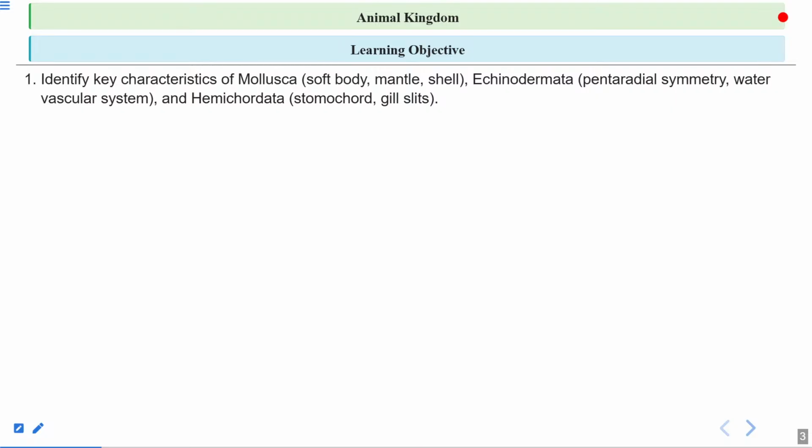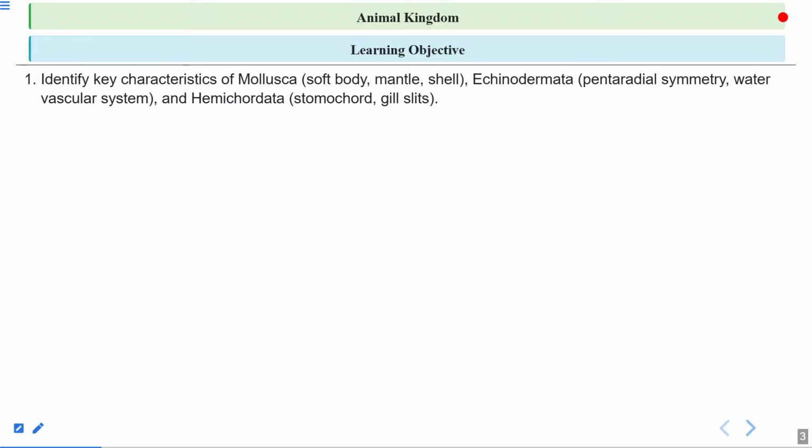So, what are the objectives of today's session? What will we learn in today's session? First of all, we'll be talking about the characteristic features of the Phylum Mollusca. Some of the features are soft body, mantle and shell. We'll discuss these features which are unique to the animals belonging to the Phylum Mollusca.